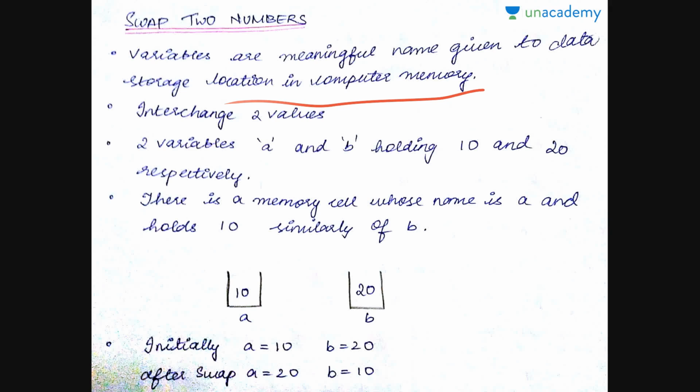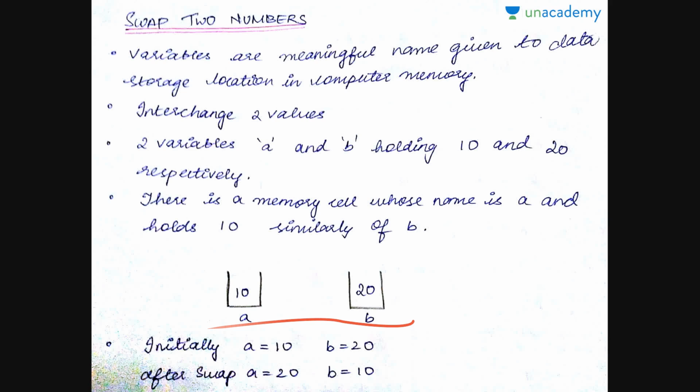Like if you have A equals to 10, which means that A is in a memory cell, there is a variable called A. A is nothing but the name of that memory cell and 10 is the value which it is holding. So here we interchange two values, two variables A and B, A holding 10 and B holding 20 respectively. Just imagine a memory cell as a container whose name is A and holding 10, and another container called B. The name of the container is B, which is holding 20.